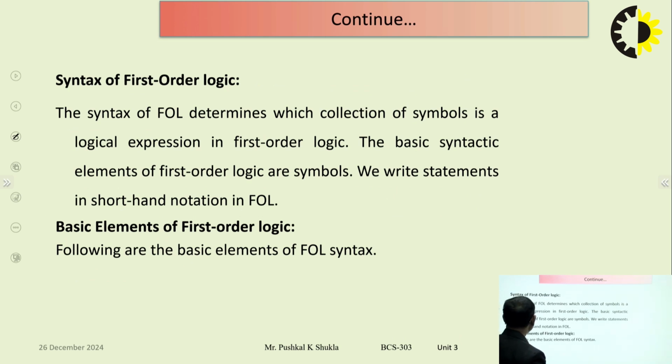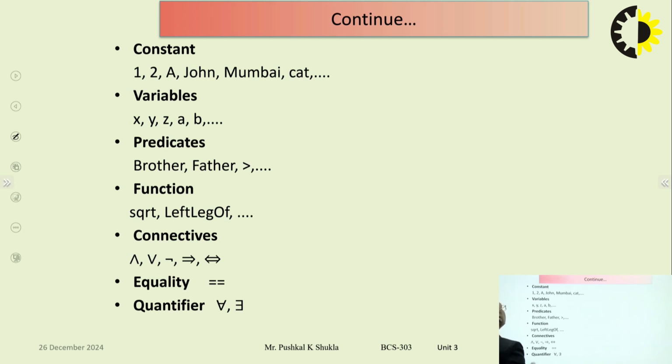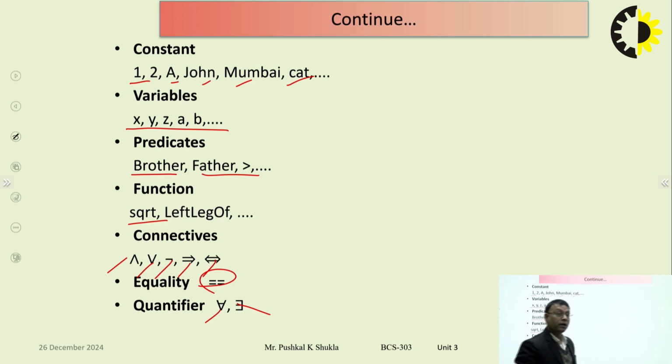So how to represent this? We see by examples. Constants are like 1, 2, A, John, Mumbai, cats. Variables are x, y, z, a, b. Predicates are brother, father, etc. Functions are square root, left leg of, and so on. Connectives are logical and, logical or, negation, implication and biconditional. Equality is the equality symbol. Quantifiers are for all and there exists, the universal and existential quantifiers. These are the parts of predicate logic.